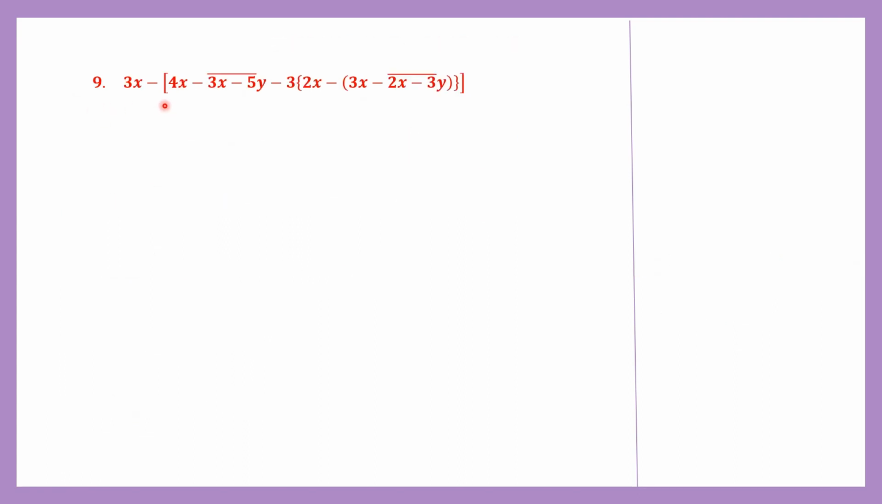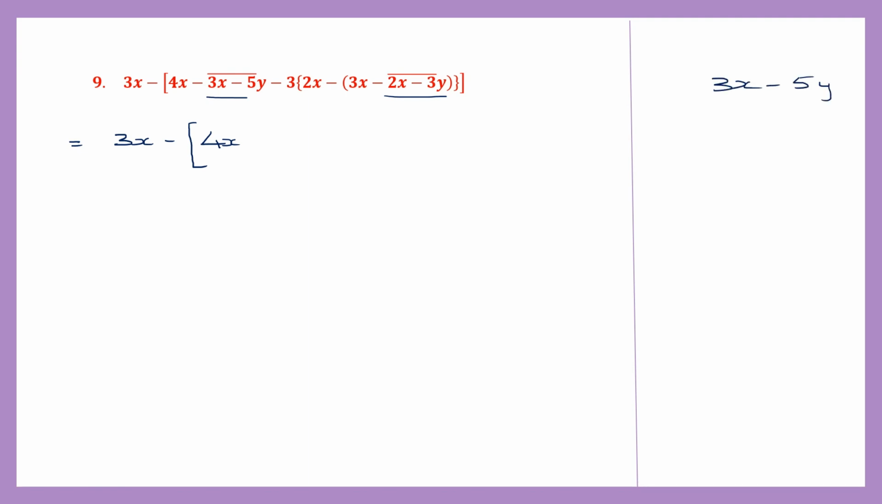Question 9. Here we have the square bracket, bar bracket, curly bracket and the parenthesis. So we have to open the bar brackets first. So let's underline what we have to work on first. So let's write everything else as it is. So this will be 3x minus 4x. Now what do we have below the bar bracket? We have 3x minus 5y.